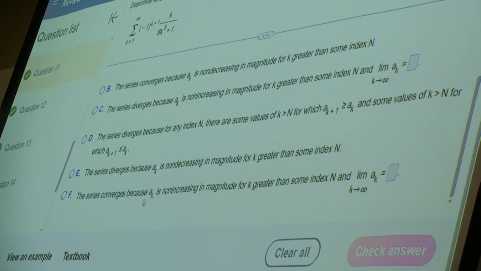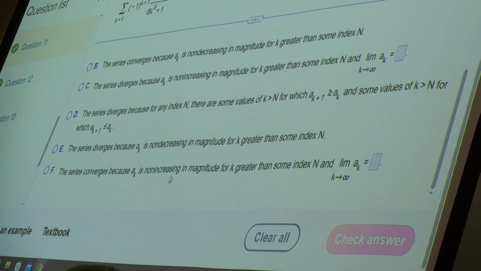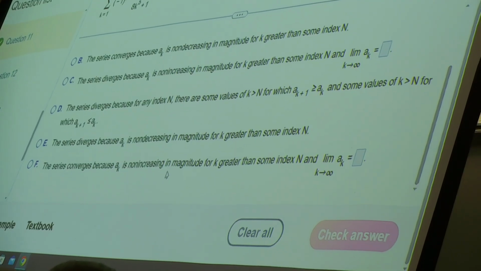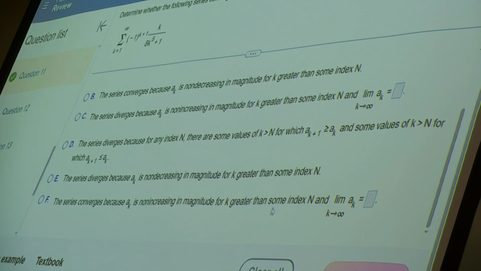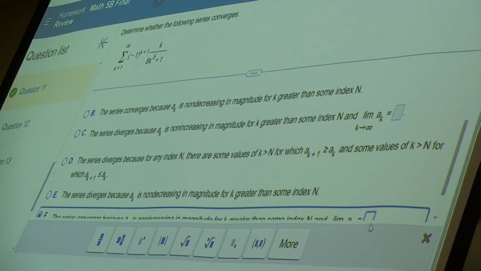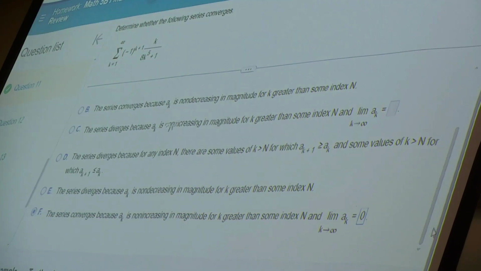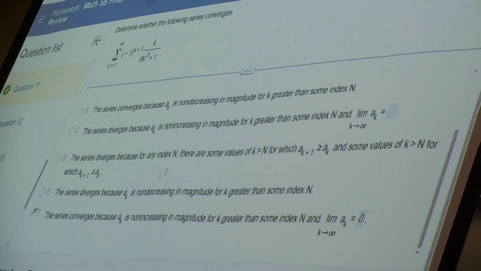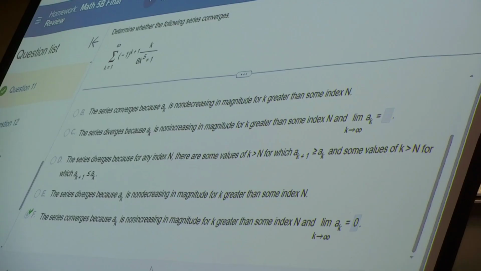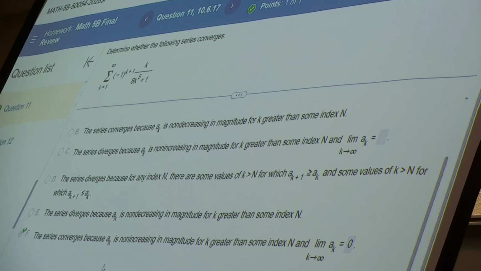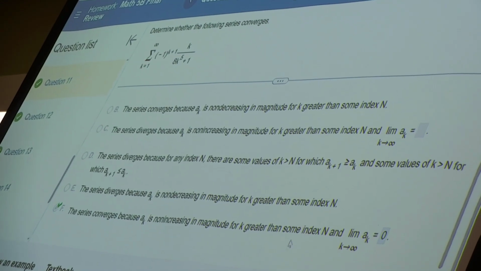The series converges because a sub k is non-increasing. That's true. In magnitude, that means like absolute value, for k greater than some value, and the limit equals 0. So that basically describes the alternating series test, that statement there. All right? Basically describes the alternating series test.